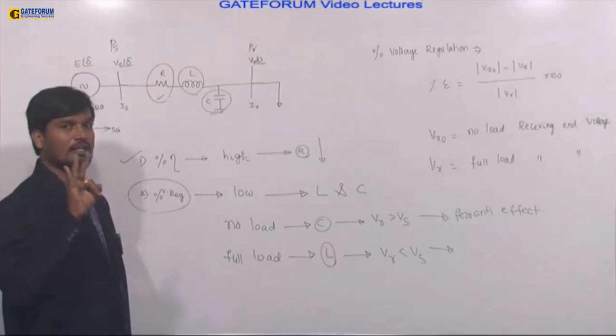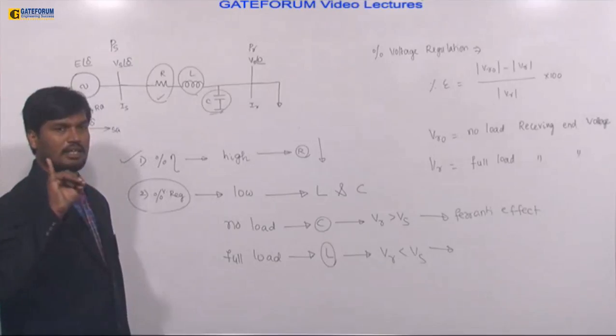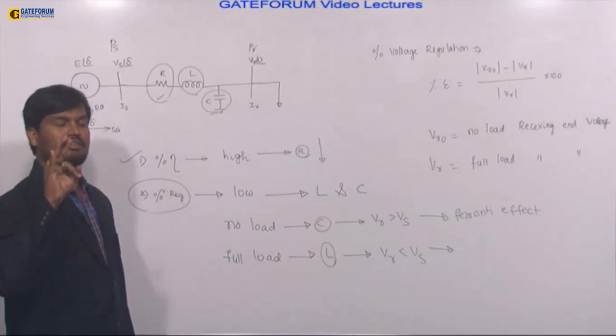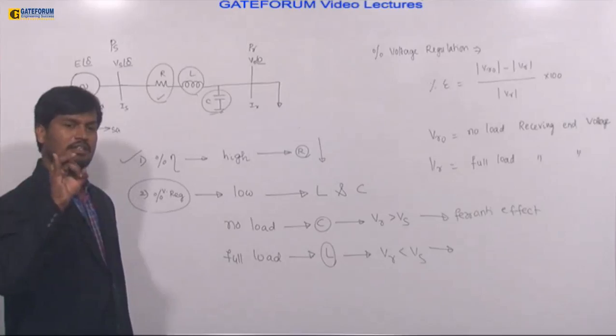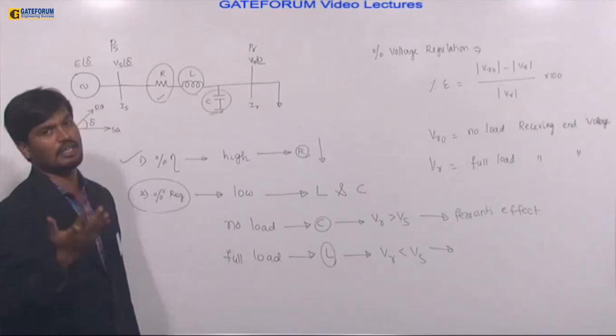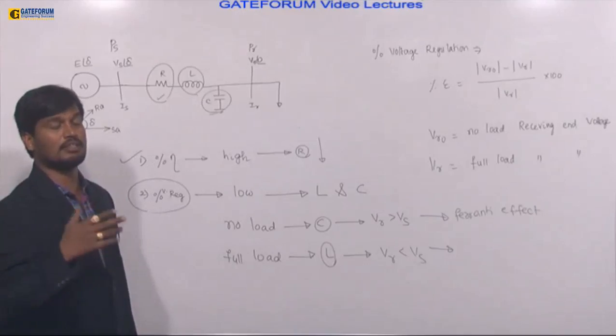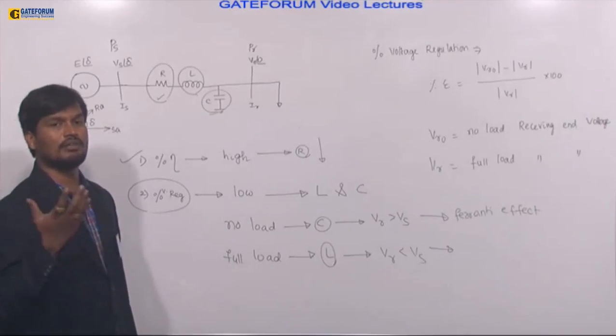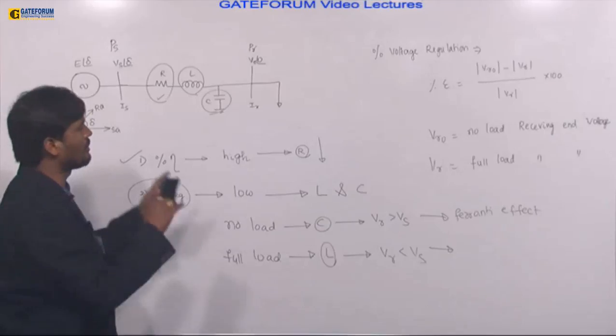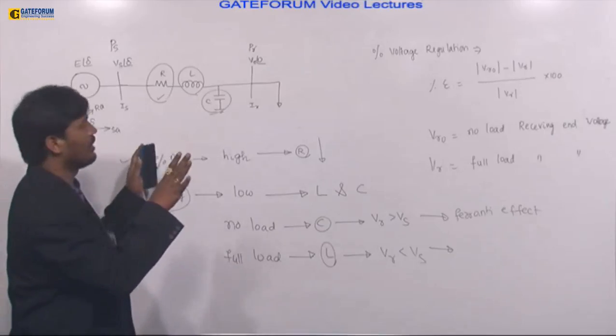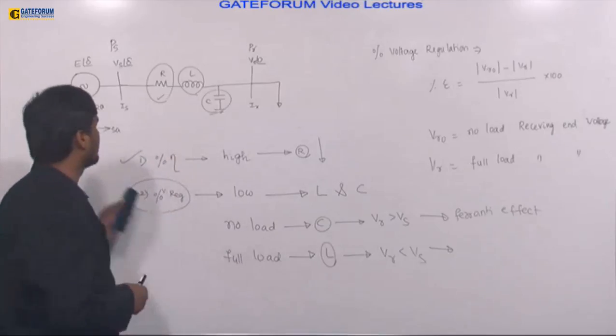In total, how many elements are there in transmission? Three elements: one is R, second L, and C. Which is deciding efficiency? Resistance. Which is deciding voltage regulation? Inductance and capacitance. Which is creating a problem? Regulation problem. Which is not having a problem? Efficiency. Therefore, finally, transmission line performance can be analyzed by using voltage regulation but not efficiency, right?